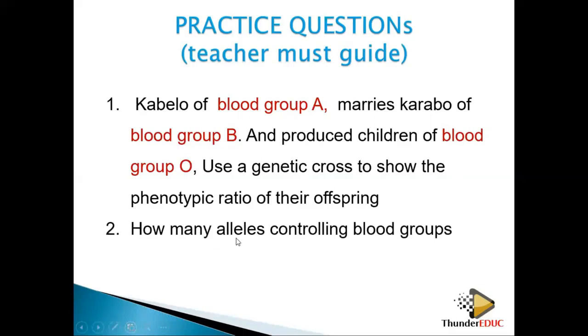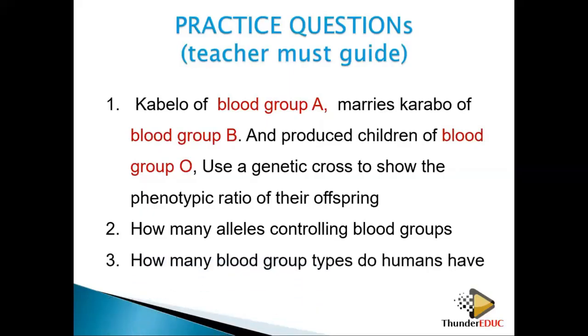Then they're asking how many alleles control blood groups. We saw this one. There are 3 alleles: allele A, allele B, and allele I, small i. Yes, we saw them. And then how many blood group types do humans have? They have 4: A, B, AB, and O.